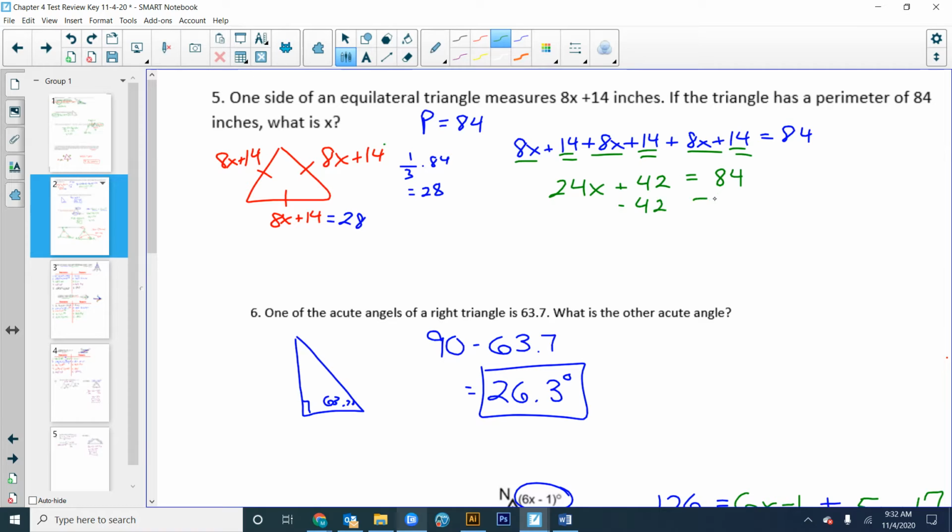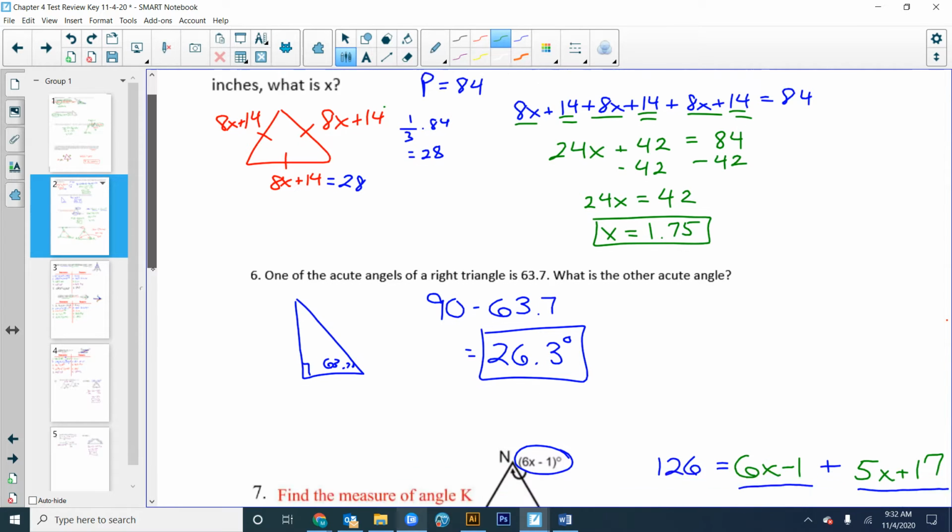Subtract 42 from both sides. 24x equals 84 minus 42 is 42. Divide by 24, and you should get x equals 1.75. And that's all it asks us for. X is 1.75. Make sense? Yeah.